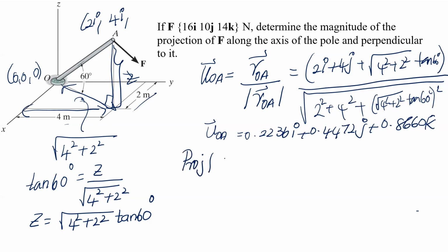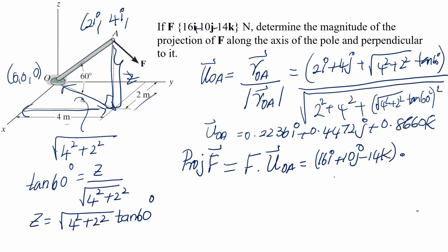So now I have my unit vector, so I need to get the projection of my force F on my OA pole. So my force dot my unit vector OA. So my force is 16i plus 10j, and that's a negative here, negative 14k. And I'm going to get the dot product with my u, which is 0.2236i. So I simply have to repeat everything here.